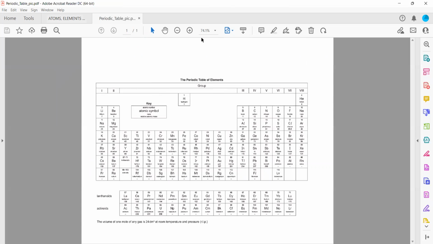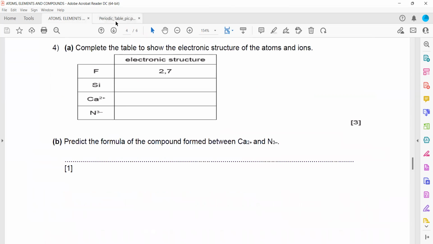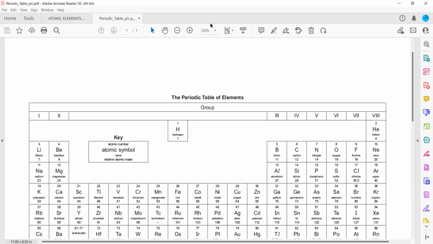So here, when you check the periodic table, the first one written here is fluorine. Why is the electronic configuration 2, 7? Because when you check the periodic table, fluorine is 9. So a fluorine atom has 9 protons, so the atom will have 9 electrons. That's why the number of electrons is 9, arranged as 2, 7.